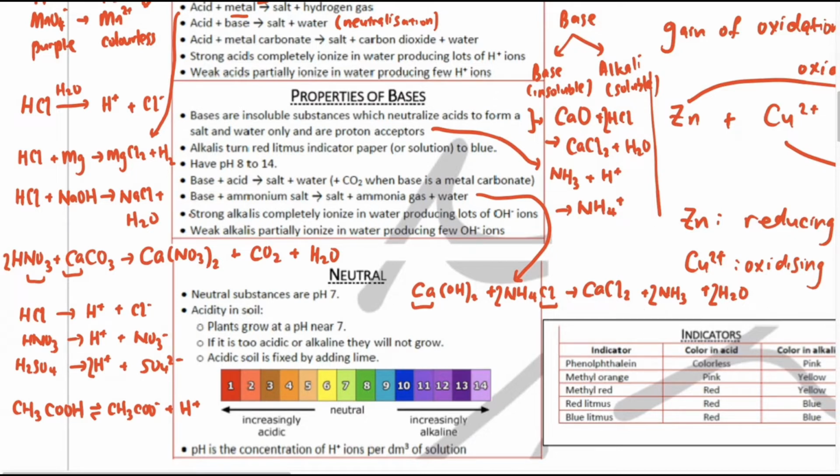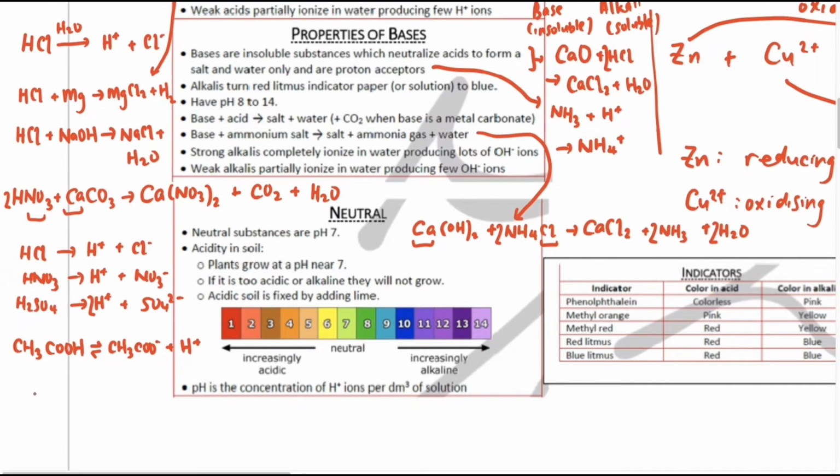Okay, so strong alkalis are completely ionized in water, producing lots of hydroxide ions. Strong alkalis, you have to remember. Strong alkalis are group 1, like NaOH, KOH. They are strong alkalis.